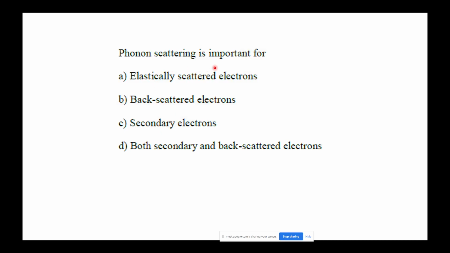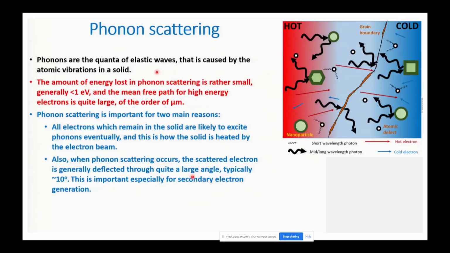Phonon scattering is important for what? Secondary electron generation. Because it will lose some energy, and all electrons which remain in the solid are likely to excite phonons, and this is how the solid is heated by the electron beam, and it will give some energy to the specimen so that the secondary electron can be generated.